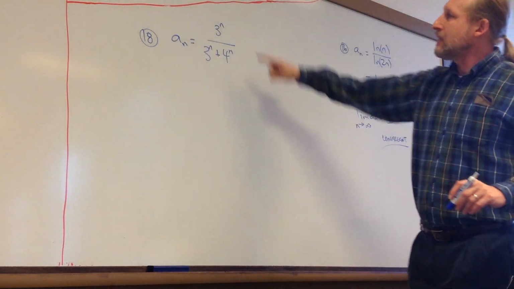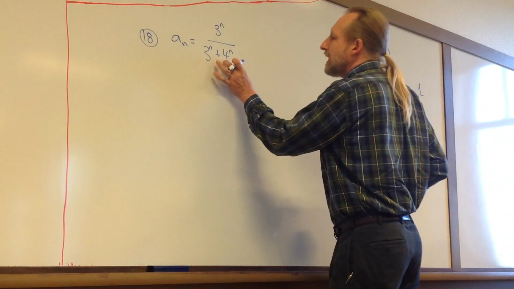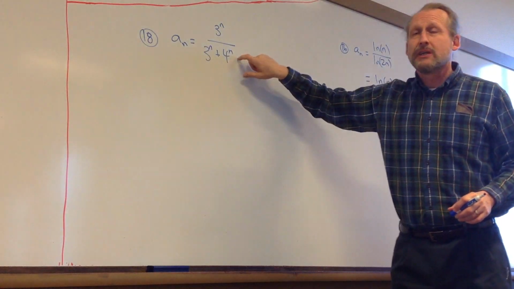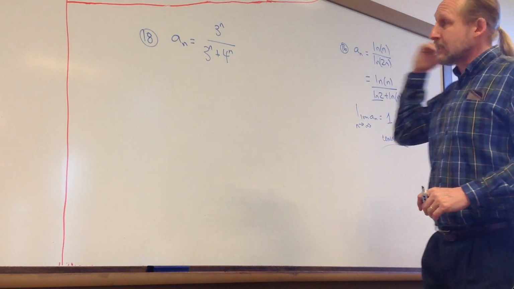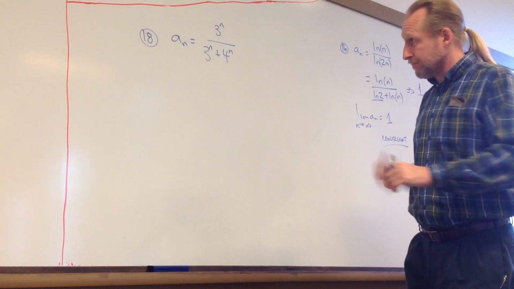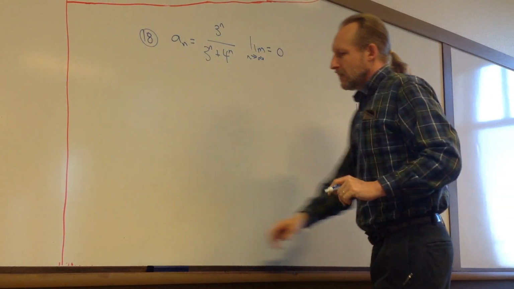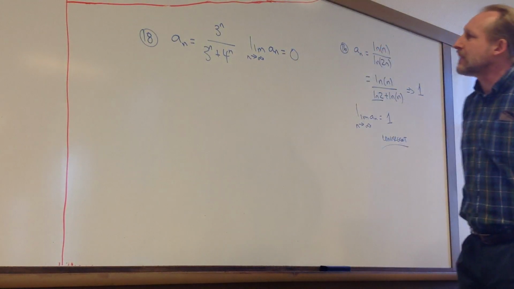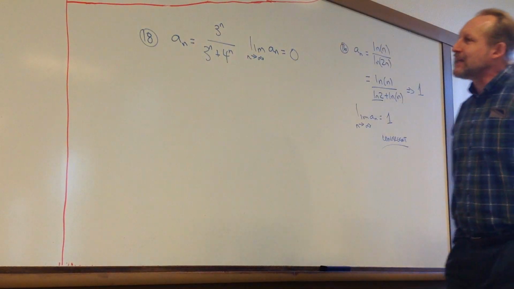In that these 3 to the n's are important, but notice that this 4 to the n is larger, okay? So as these 3 to the n's are growing, this one is going to be growing much, much faster. And so what we should see is that this thing should approach 0 because this is just going to overwhelm everything else in the problem. And so our limit here, as n goes to infinity, of the term a sub n should go to 0. All right, so there's a reasoning based approach.